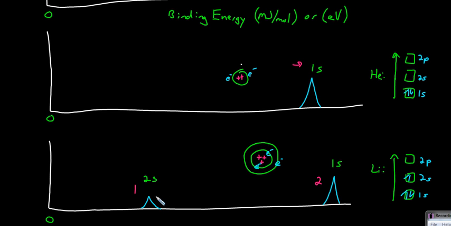Now, please note that for lithium, the curve with the higher binding energy, the 1s electrons, is higher and has greater area than the curve for the electrons from the 2s subshell. This is because there are twice as many electrons in the 1s subshell as in the 2s subshell. So the area under the curve for the 1s should be twice the area under the curve for the 2s subshell.